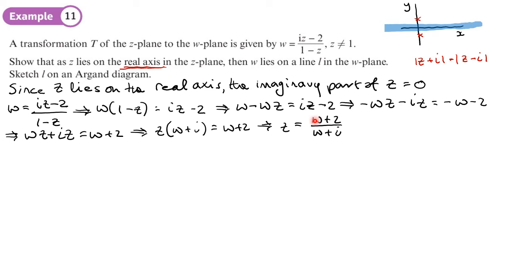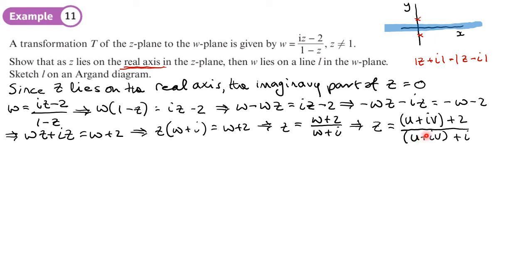Now what we're going to do now is replace w with u plus iv, because basically what we want to do is get to a point where we can say, right, okay, what's the real part of all of this? What's the imaginary part of all of this? And then we can use that to say, right, we'll equate the imaginary part of all of this to 0. So yeah, z equals, so the first w gets replaced with u plus iv plus 2 over u plus iv plus i.